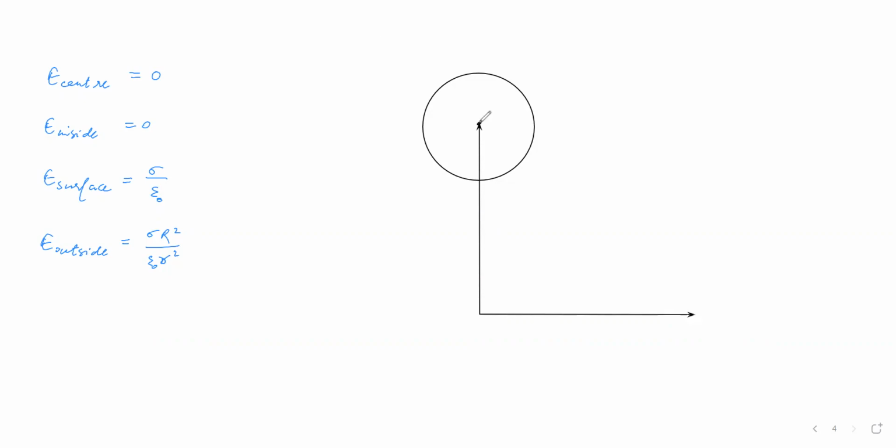We know that this is your center. At the center, the electric field is 0. And from this center to this point, up to the radius r, your electric field is totally 0. Are you clear or not? Yes, sir. This is your radius r. Up to the radius r, there is no electric field. For this point, E at the surface is sigma over epsilon naught.